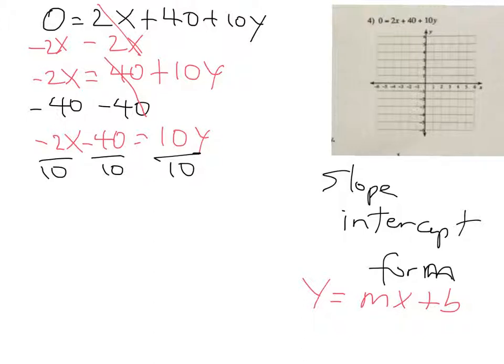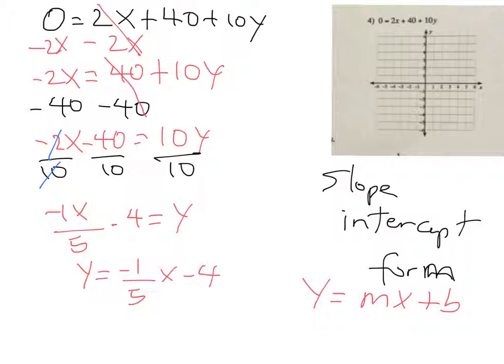So negative 2x divided by 10. I simplify that, half on top, half on the bottom, and it'll give me negative 1x over 5. And negative 40 divided by 10 is going to give me negative 4. That's equal to y. Let me just flip it. y equals negative 1 over 5x minus 4. So that's the slope-intercept form.